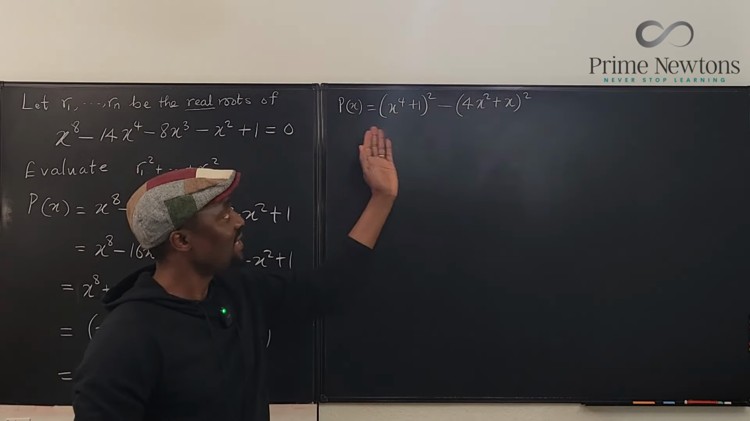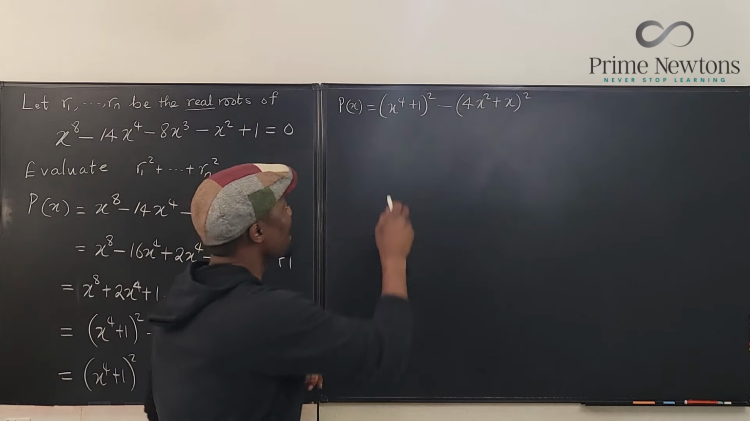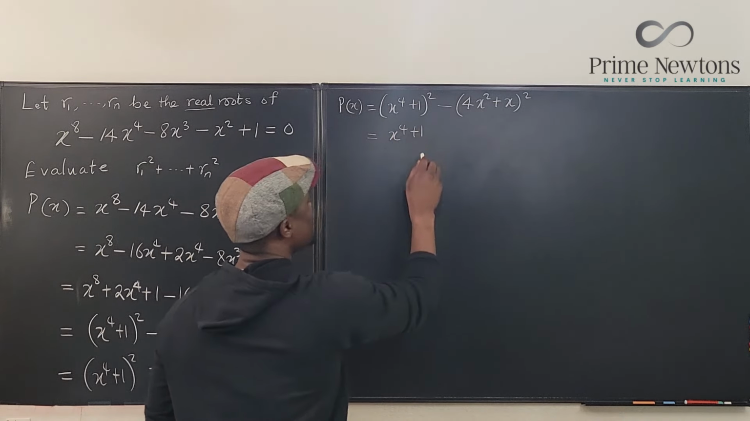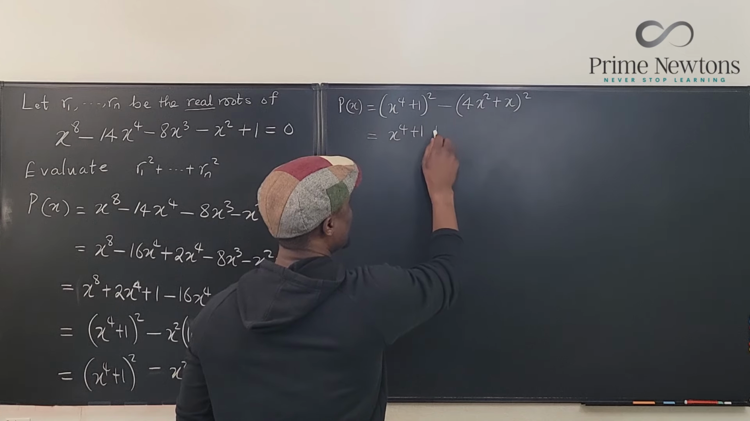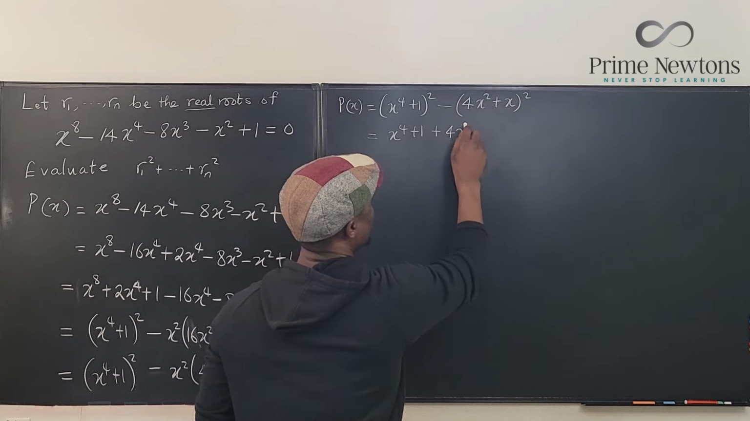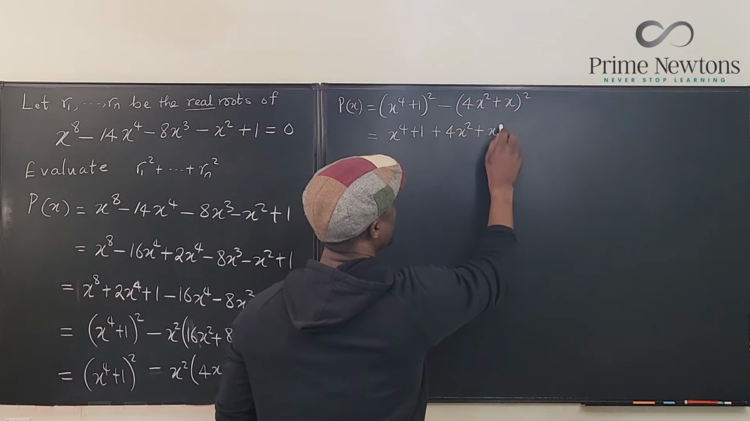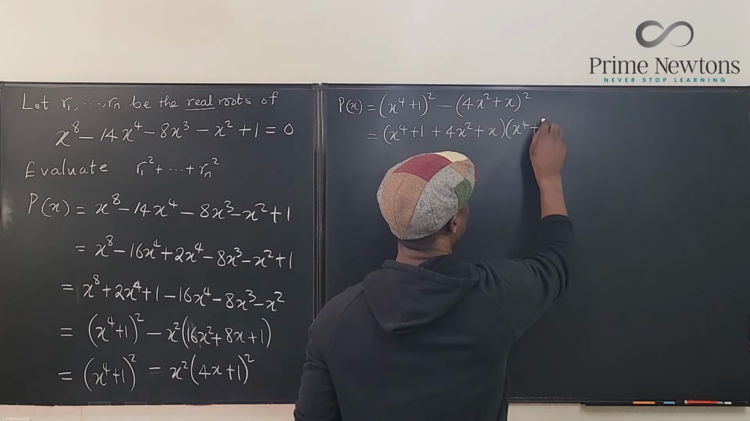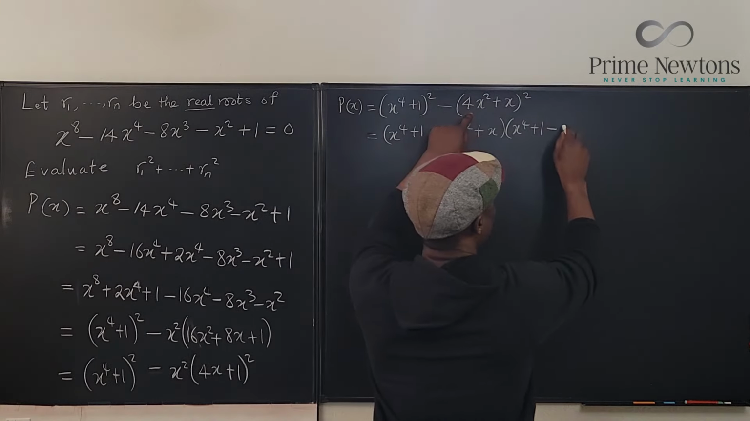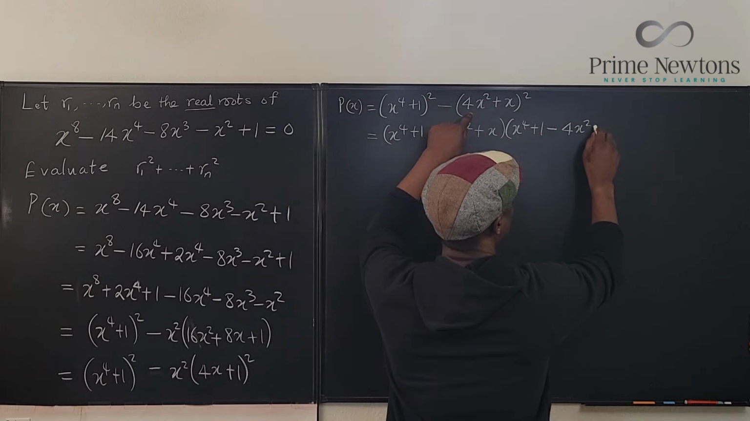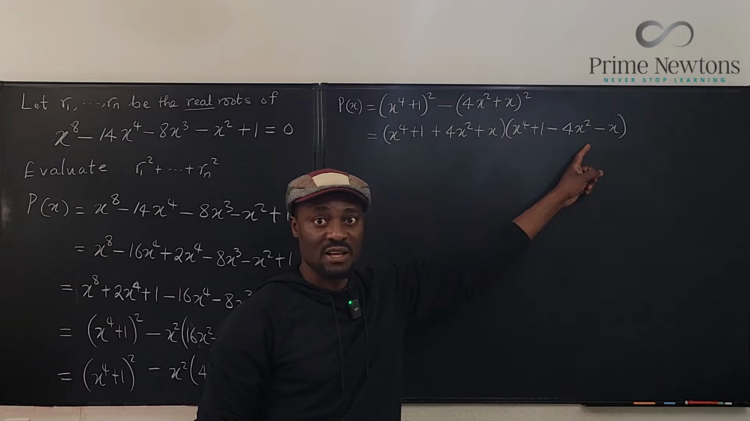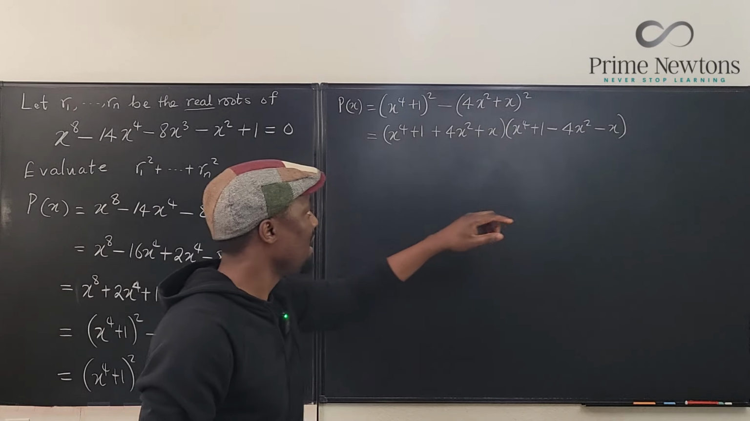So this is what I have. This is the difference of two squares. We can now write it as (x to the 4th plus 1 plus 4x squared plus x) times (x to the 4th plus 1 minus 4x squared minus x). I distributed the negative when I did the second part of my difference of two squares.